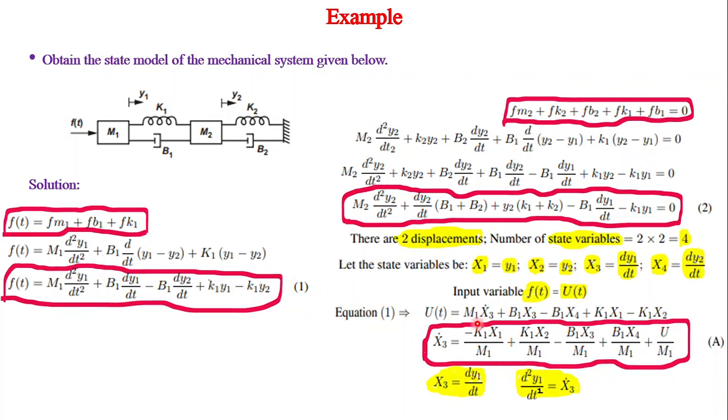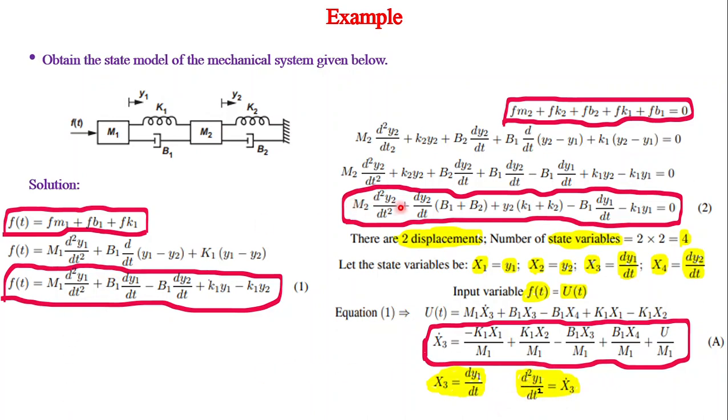That's all. Now we have to write the x3 dot equation, therefore all these terms should be brought to this side and we have to divide by m1. Therefore x3 dot is u of t by m1, minus b1 x3 by m1 plus b1 x4 by m1 minus k1 x1 by m1 plus k1 x2 by m1. Here I have written it in the form x1 first, x2 next, x3, x4, and finally u, like that we have rearranged. So x3 is nothing but dy1 by dt, x3 dot is d square y1 by dt square. Just for the benefit of learners, it has been rewritten.